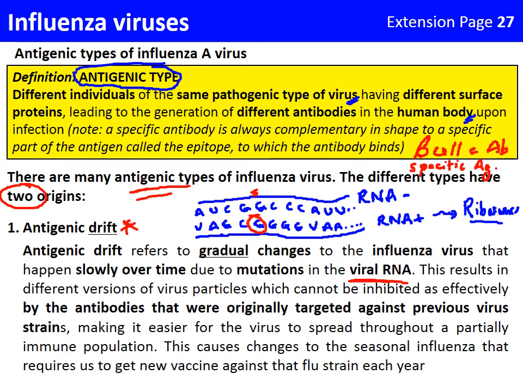Now, RNA polymerase has no proofreading activity. That means if any mistakes are made in the new strand of RNA that's being made against the template strand, it's not corrected. So this actually here, this G, is a mutation. It's the wrong base that's been put into, or the wrong nucleotide that's been put into the new copied RNA strand. So that's called antigenic drift.